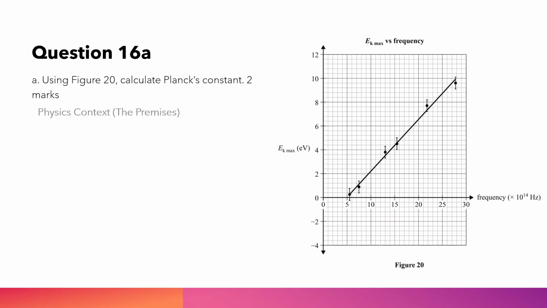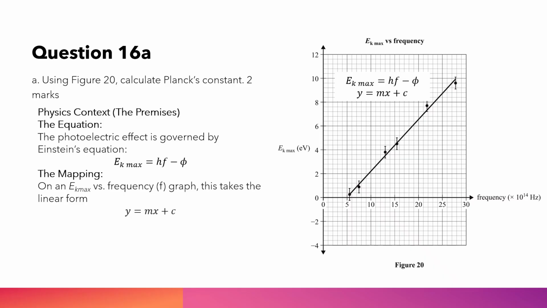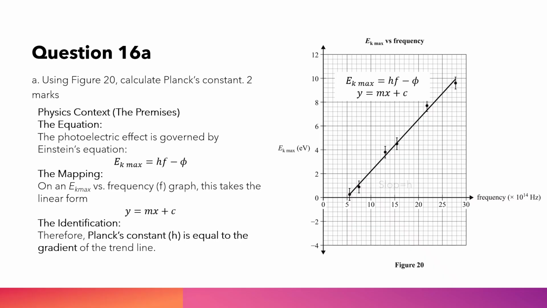This question is a classic VCE physics task focusing on the photoelectric effect and the interpretation of experimental data. We use the syllogism approach to meet the specific marking criteria. 1. Physics context, the premises. The equation. The photoelectric effect is governed by Einstein's equation. The mapping. On a K max versus frequency, f, graph, this takes the linear form y equals mx plus c. The identification. Therefore, Planck's constant, h, is equal to the gradient of the trend line.